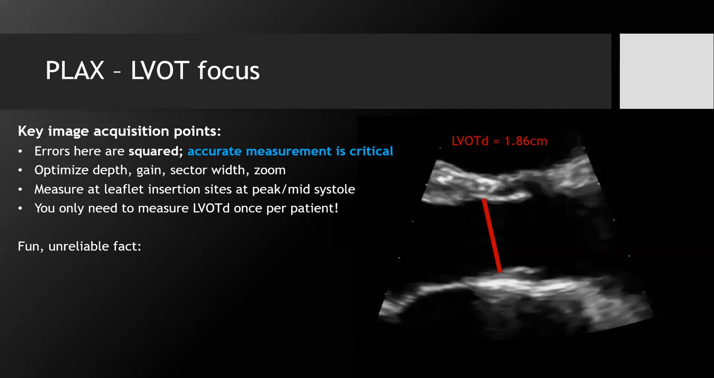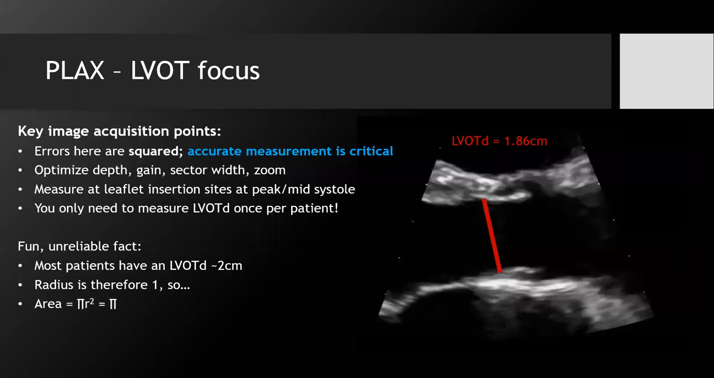A fun, unreliable fact, and I guess this will finish up my comments to Chris's point, is that most patients, you should not rely on this, right? Most patients have an LVOT diameter of 2 centimeters, maybe 1.8 to 2.2, right? And the radius is therefore 1, which means that your area of pi r squared is really often going to be pi.